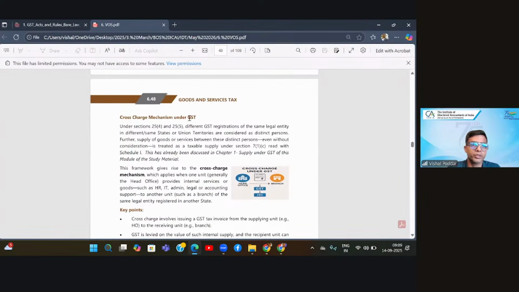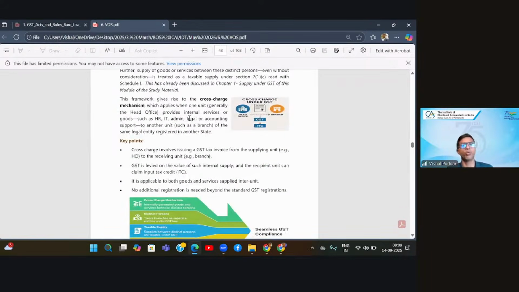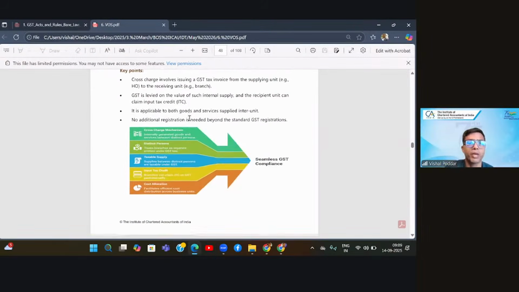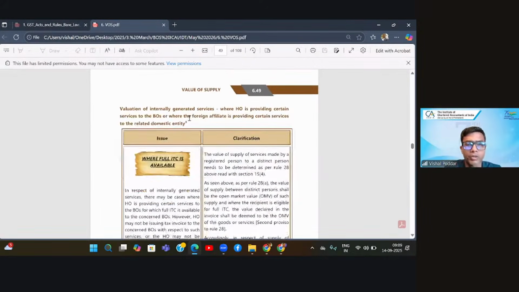So this is that cross charge I was talking about. Under GST law, using Schedule 1, they have brought in this concept of cross charge, whereby they say that generally the head office should be charging the branches because the head office is doing some work for the branches. And this is what they are calling cross charge. Why cross? Because between the entity, one branch or one unit is charging another. That is the cross charge.